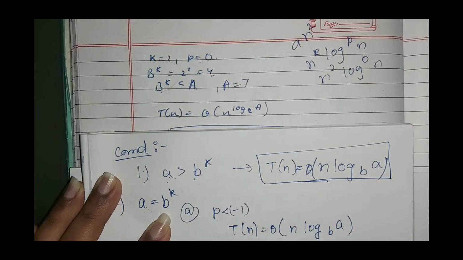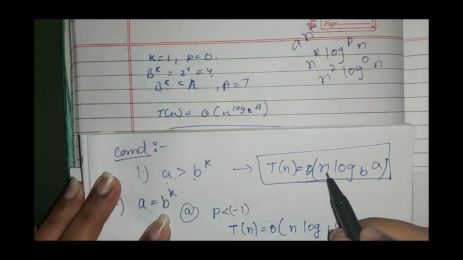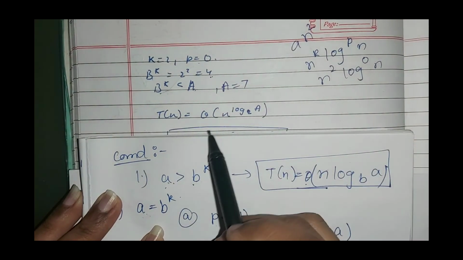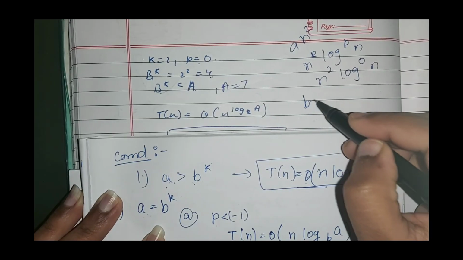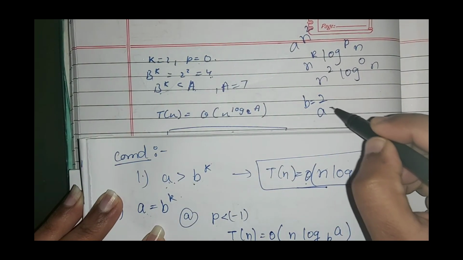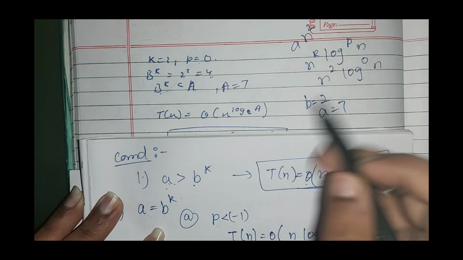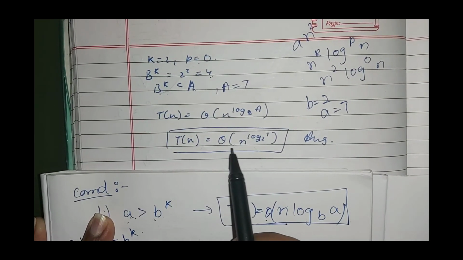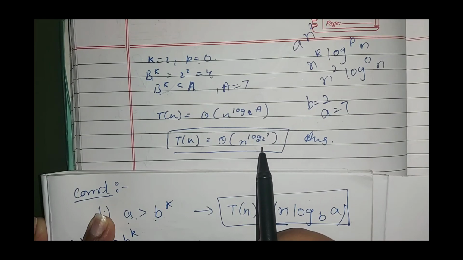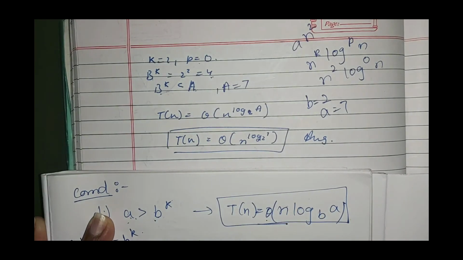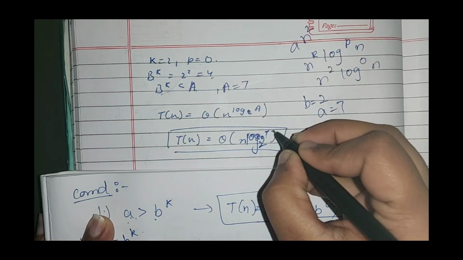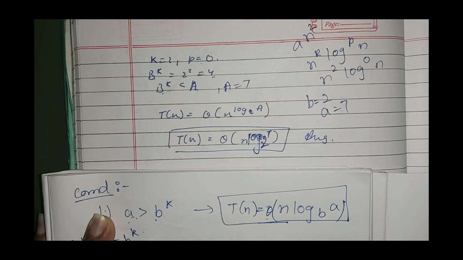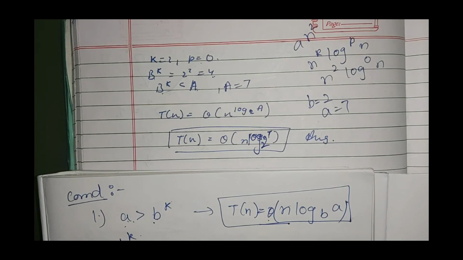From our question we are having a greater than b^k, so we will directly apply the answer for the time complexity, that is theta of n^(log_b a). Here b is equal to 2 and a is equal to 7. So our answer will be theta of n^(log base 2 of 7), right? Log is not in power, it is base 2 and 7 is the argument, right? So this is our answer, and this is the way we solve the questions.